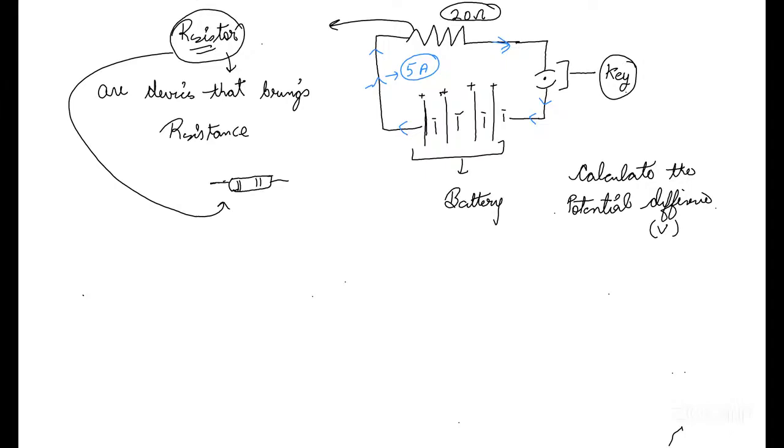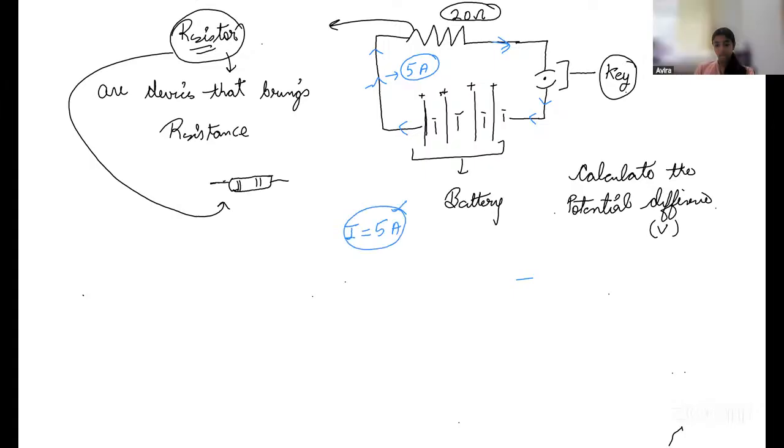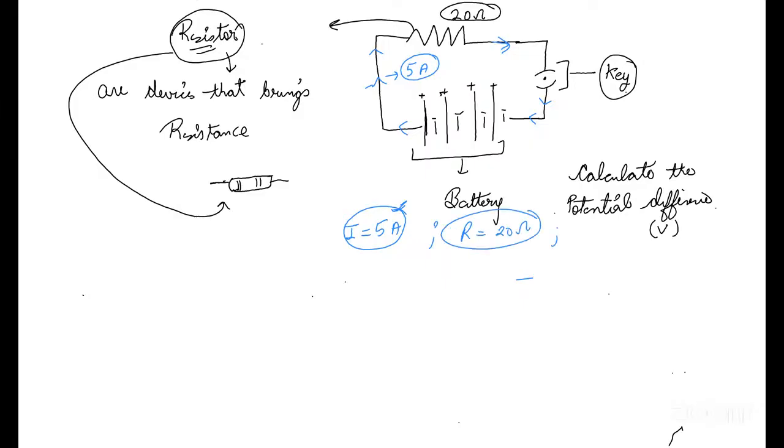Yes, sir. So what is given in this question? You have to find the potential difference. What's given is the current, which is I. I is given, which is 5 ampere, and resistance is given, 20 ohm. And what do we have to find? We have to find V. So what formula will you use?